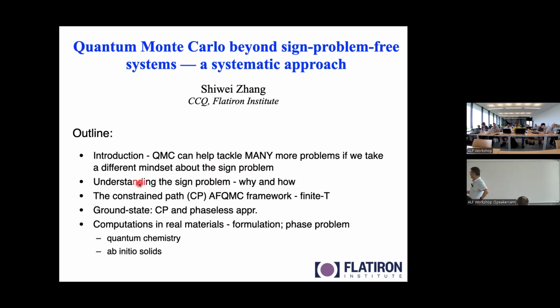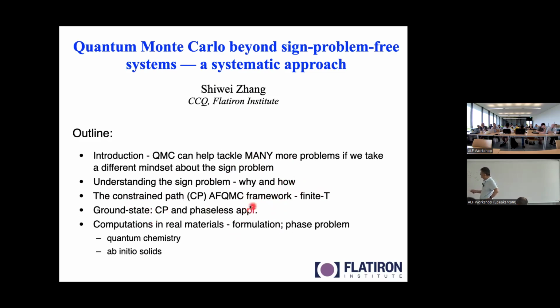Then I use the finite temperature version to connect with what you've heard about, to talk about the sign problem, understanding how it happens in this framework and why it happens. That will lead to an introduction of the constrained path framework. I'll use the finite temperature version to do these two, to understand why, and then it will come more naturally why we can think about a constrained framework.